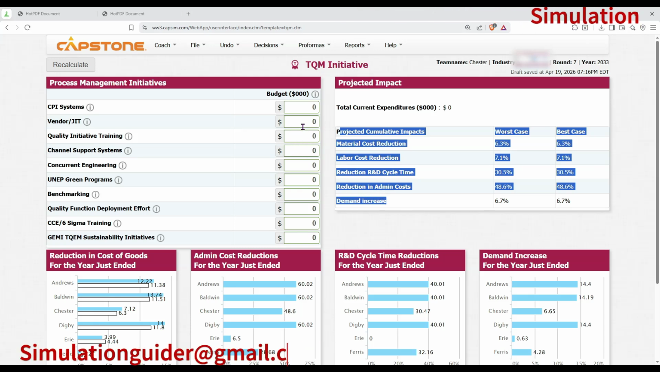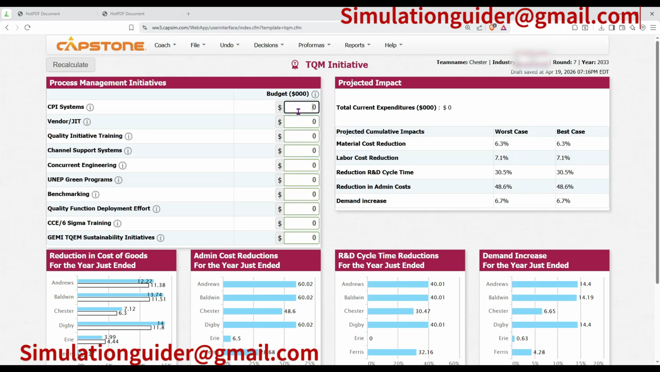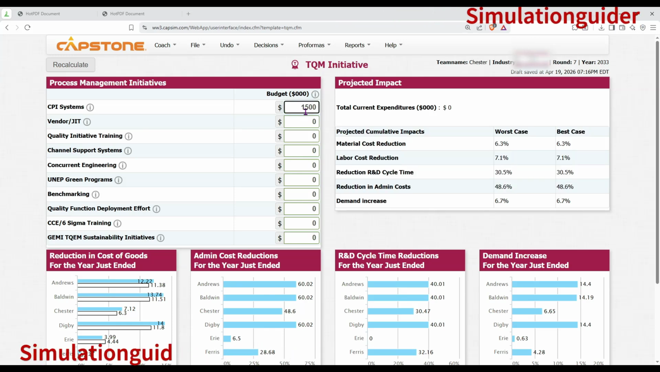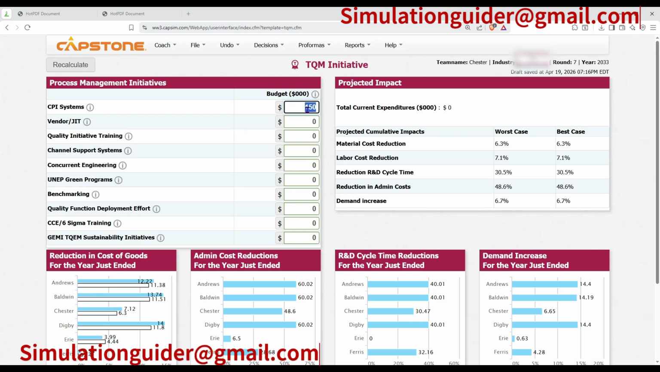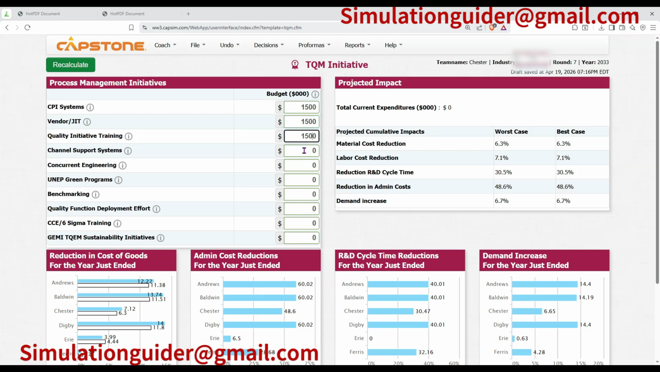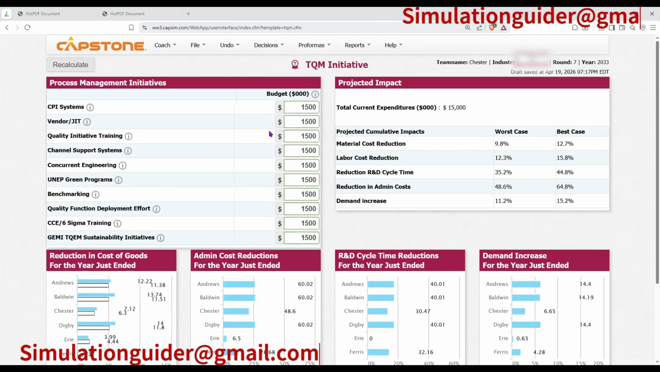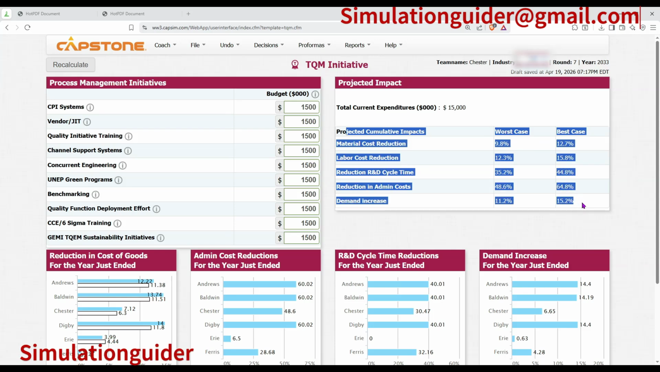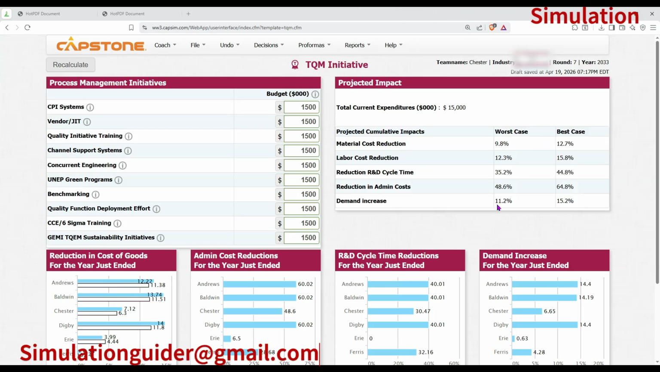So at the moment, I'm going to give each and every TQM initiative around 1,500. For the vendor, channel support system, concurrent engineering, benchmarking, quality functions, CCE, and TQM sustainability, I'm going to give all of them 1,500. And you can see the impacts that it has. It increases the demand. Worst case is 11.2, best case is 15.2%. This is actually the impact that it has in the simulation. So that's all about the TQM.